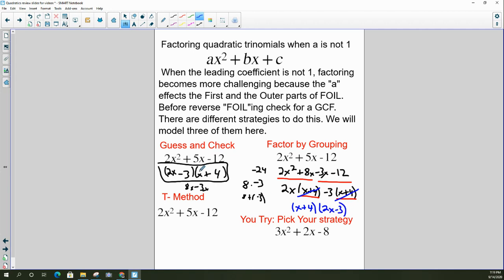And you could check, right, versus my guess and check method, my factor by grouping, it's the same thing. Remember, in multiplication, order doesn't matter. So the parentheses could go in different orders. All right.